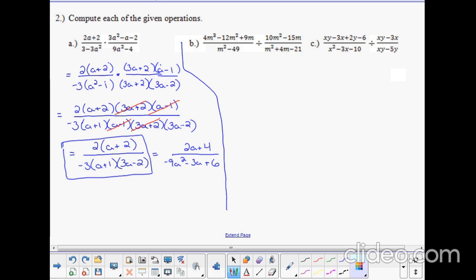I'm going to factor both of the rational expressions. Remember with B, because I have division, for this second rational expression we're going to take the reciprocal. So I'll come back to that. For 4b, initially I'm going to factor the numerator of the first rational expression, which has a GCF of m. That would leave me with 4m squared minus 12m plus 9. In the denominator, it's a difference of two squares, so I can factor this into m minus 7 and m plus 7.